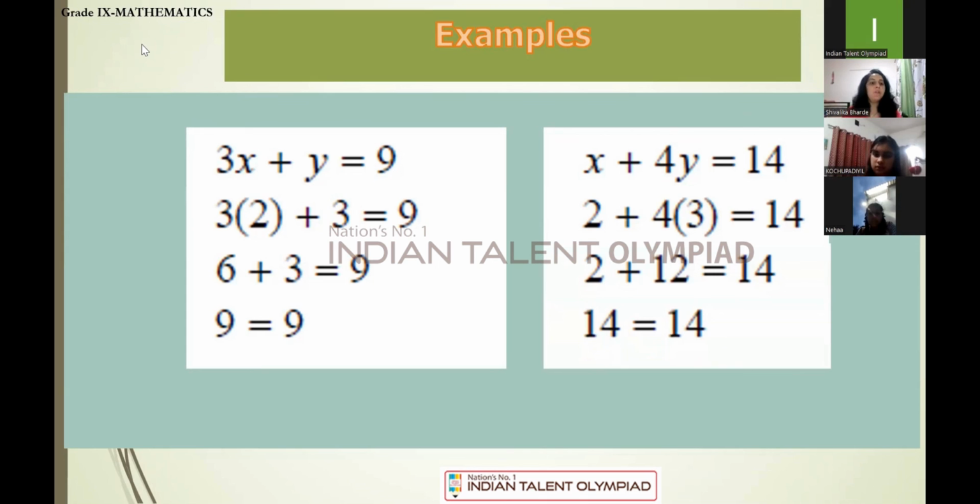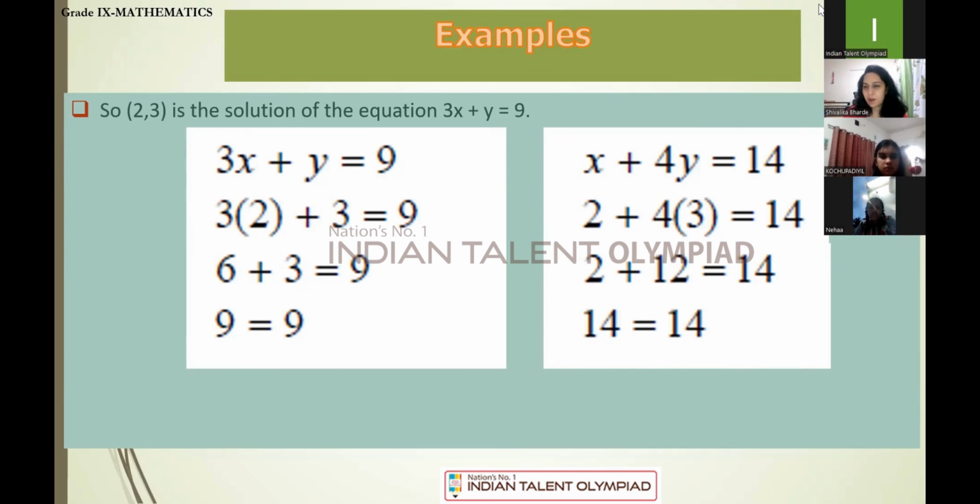So here we always come up with two values, x and y. An ordered pair is always the solution of a linear equation in two variables. This is not a unique solution. There can be many other solutions also. This is just the hit and trial method. We use one solution, that is called an ordered pair. So this is how we write it: 2, 3 is the solution of the equation 3x plus y is equal to 9.